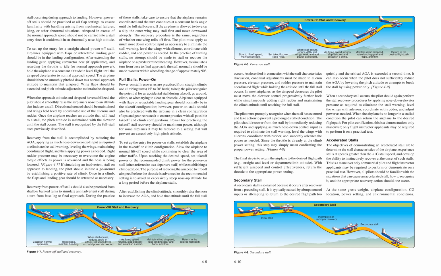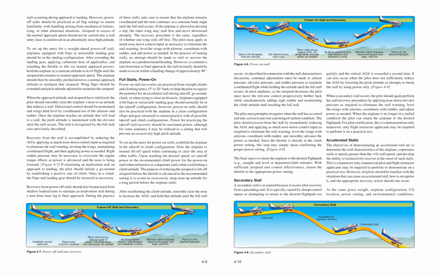Figure 4.8. Power-on stall and recovery. Slow to liftoff speed. Maintain altitude. Set takeoff power. Raise nose. Power-on stall. When stall occurs, reduce AOA, roll wings level, and add power as needed. As flying speed returns, stop descent and establish a climb. Maintain climb airspeed, raise landing gear and flaps, and trim. Return to the desired flight path.